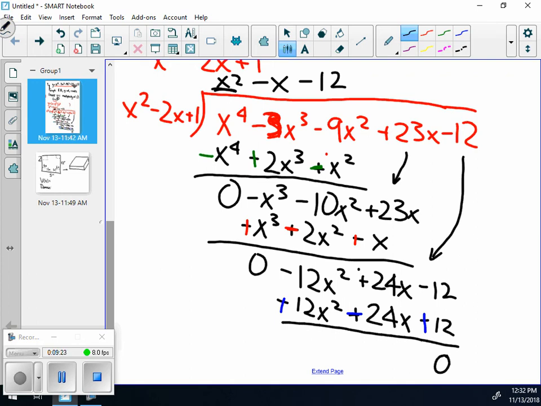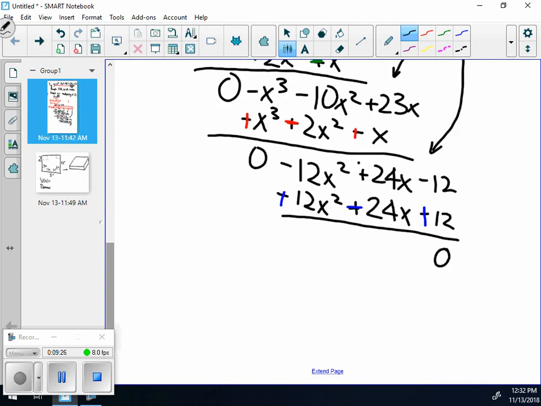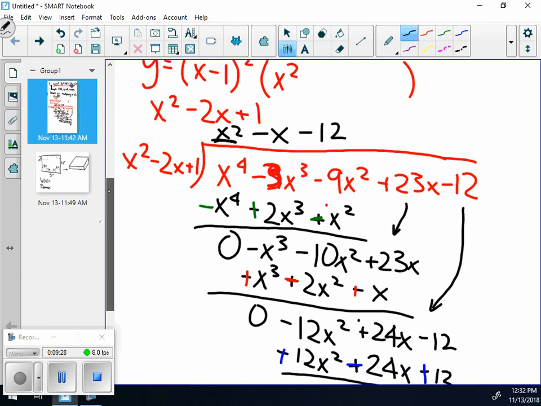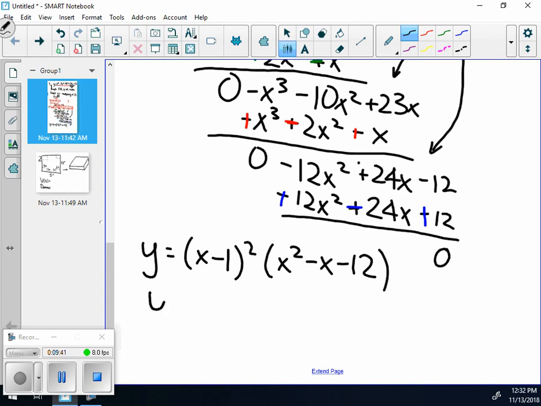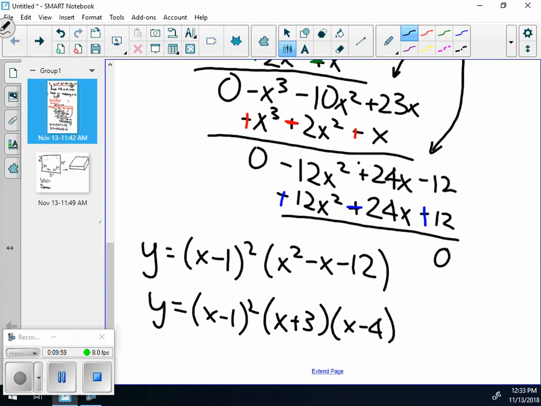And if we take the opposites of each of these, we will end up with just 0. So we know that our polynomial at the end here will be x squared minus x minus 12. So we'll have our x minus 1 squared times our x squared minus x minus 12. And if we have that, what are we going to break that into for our 2 factors? What do you think, Franny? 2 factors from this? x plus 3 and x minus 4 sounds good to me. So then those are the roots that we get.